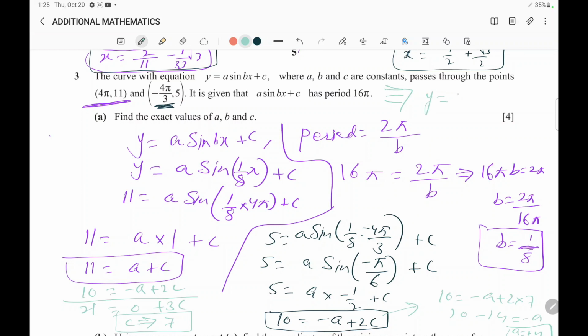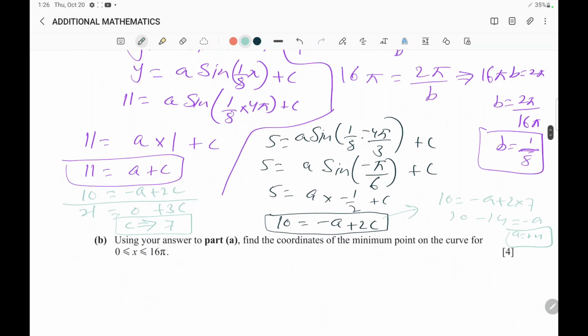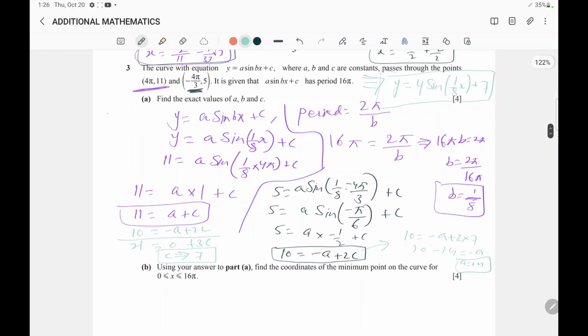So from here, we got y equals 4 sine of 1 over 8x plus c, and c was 7. Okay, this is my y. Find the exact values of a, b, c, so that we found. Now, using your answer to part A, find the coordinates of the minimum point on the curve. By the way, I should write this: y equals 4 times sine of 1 over 8x plus 7.